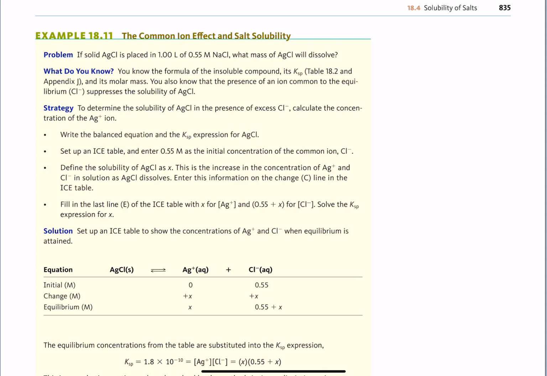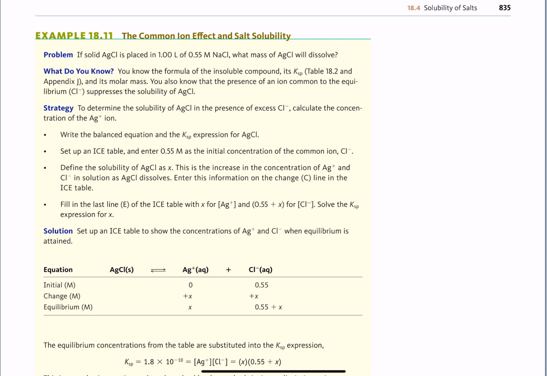Meanwhile, the molarity of the chloride ions is given to us in the problem and is 0.55 molar, because sodium chloride is very, very soluble. So you're going to have 0.55 molar sodium ions and 0.55 molar chloride ions, because every sodium chloride will dissociate. Every square dance couple will split up. The sodium ions are, of course, spectators.